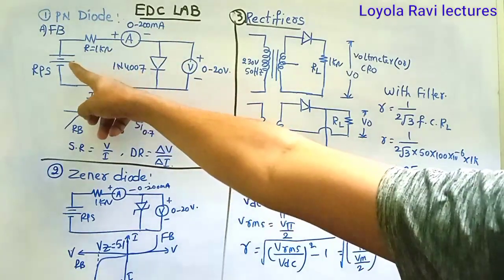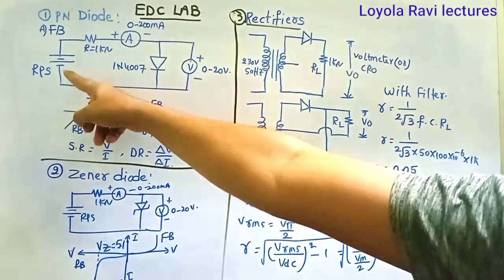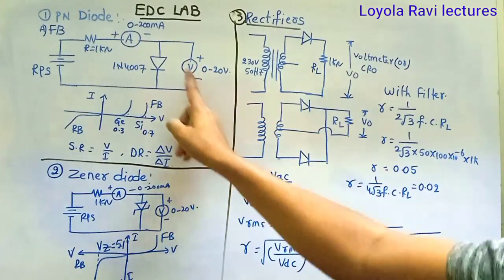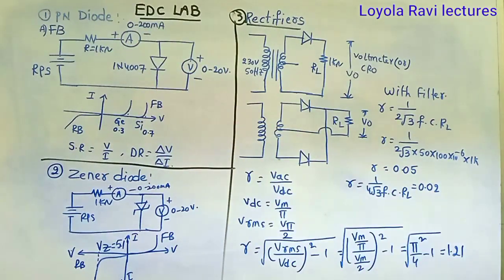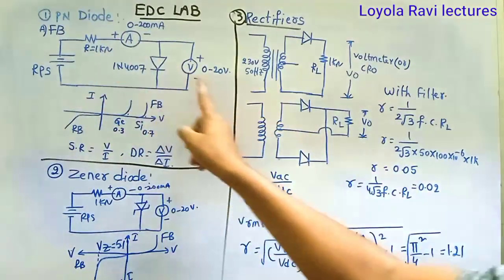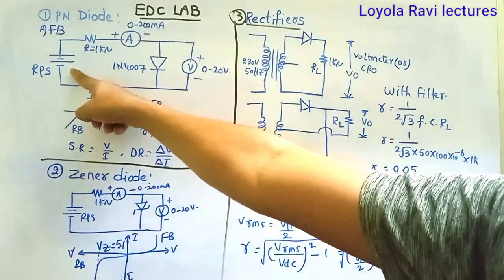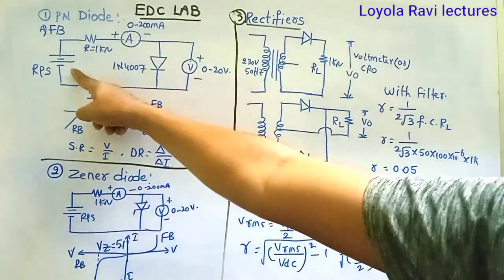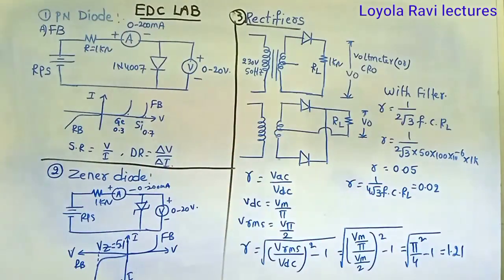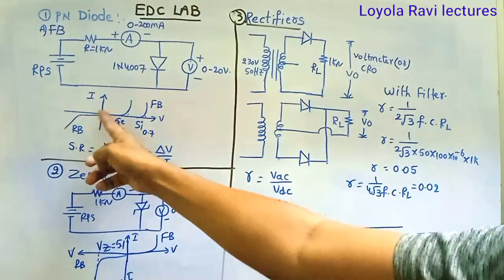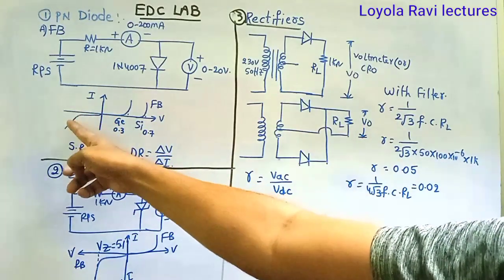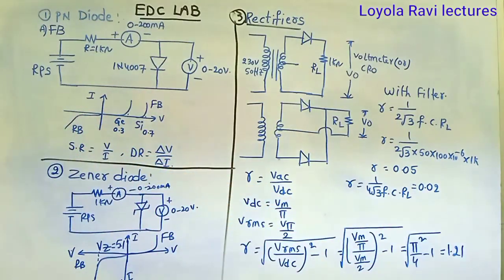Again the same procedure: by varying the RPS you note down the corresponding voltage and current values. By keeping 0, what is the voltage and current? By keeping 0.5, what is the voltage and current? By keeping 1, and so on. The current increases slowly due to minority carriers. This is the reverse bias characteristics.